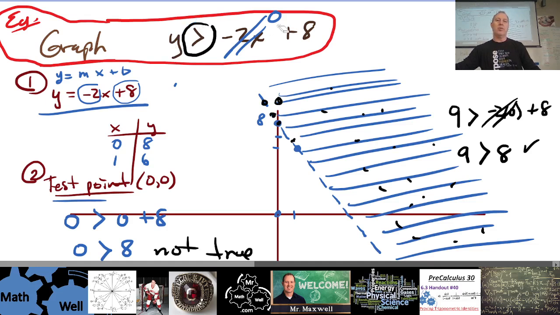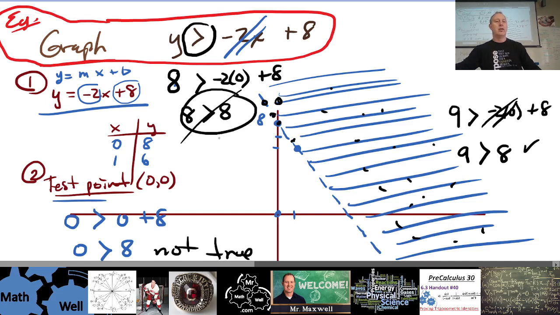So for example, we know that 0, 8 is on the line. So watch this. If I put 8 here for y, and then this is 0 for x, what we have is a statement, 8 is greater than 8. Well, that is not true. 8 is equal to 8. 8 is not greater than 8. So that means that the points on the line like that are not included in the solution set.